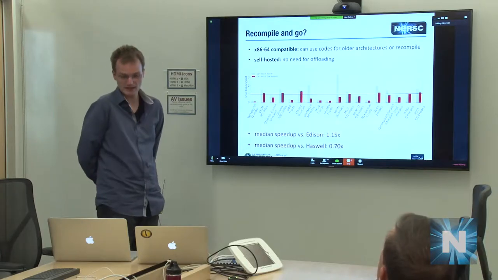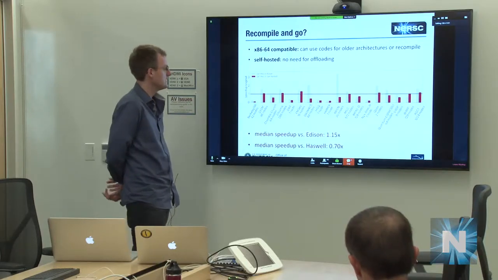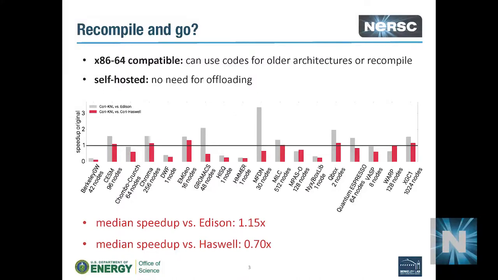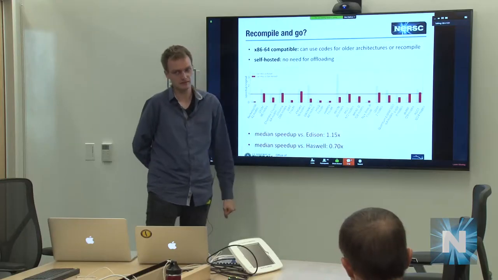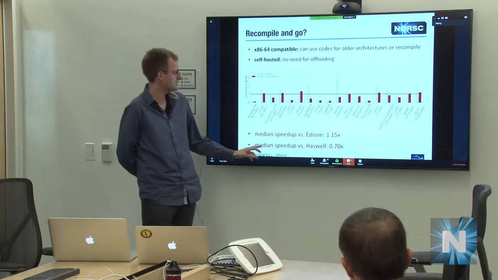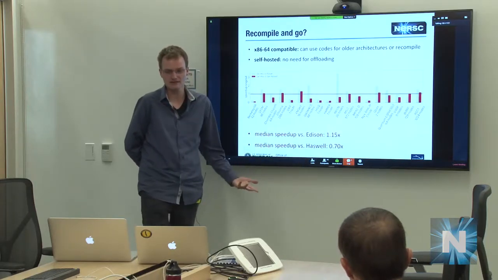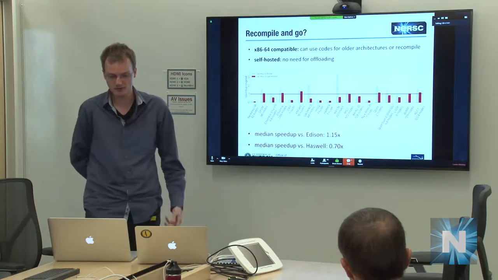So what happens if you do that? This plot should illustrate it. These are codes from the NESAP program, and this is the performance when you just take the original codes, compile them on KNL, and compare the performance on Cori KNL versus Edison. These are the gray bars. Then do the same for Cori Haswell, and you see something like this. It doesn't look very good: the median, not average, speedup is 15% with respect to Edison if you just do this. And the median speedup versus Haswell is lower than Haswell, because Haswell is a very strong processor.